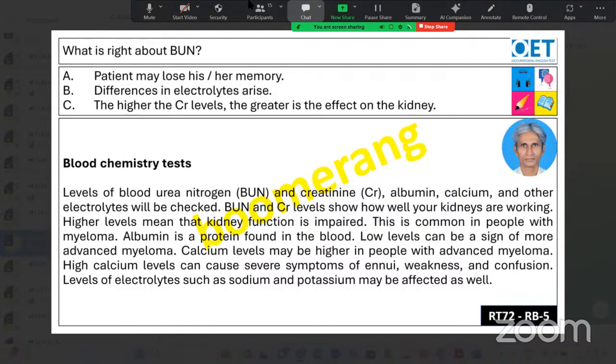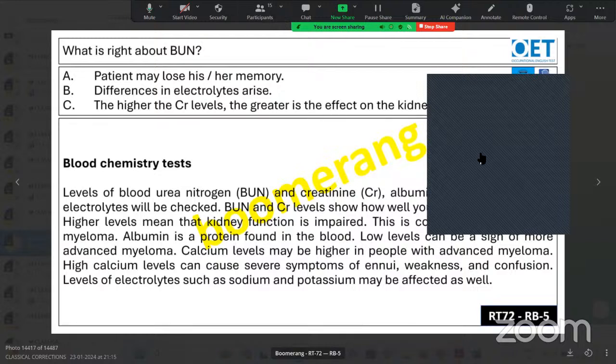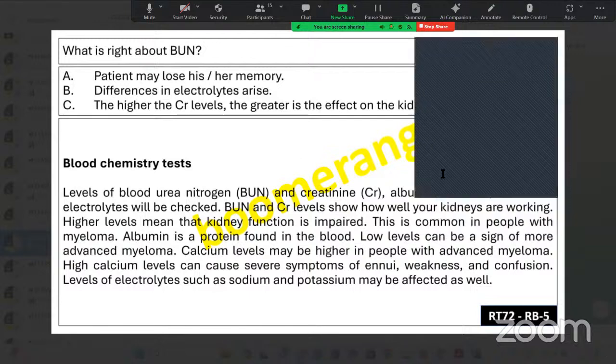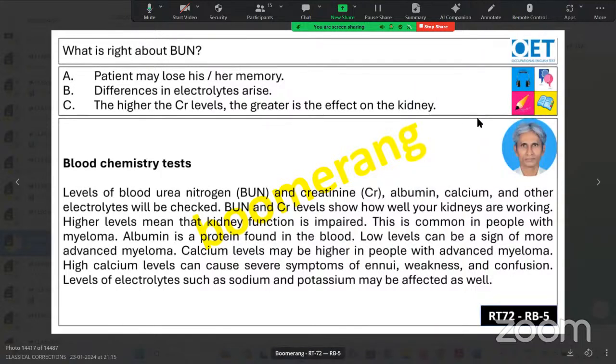Yes. Now here, question number, yes. So question RB5. RB5 means reading B part 5. That is the question. Now I'll count from 7 to 1 and you can submit your answer. 7, 6, 5, 4, 3, 2, 1 and submit your answer.